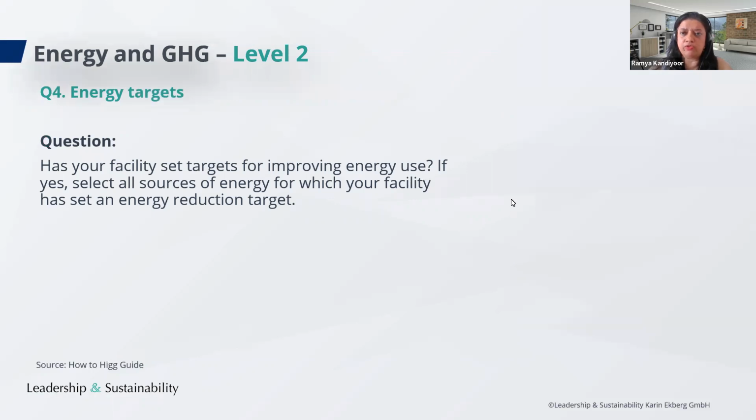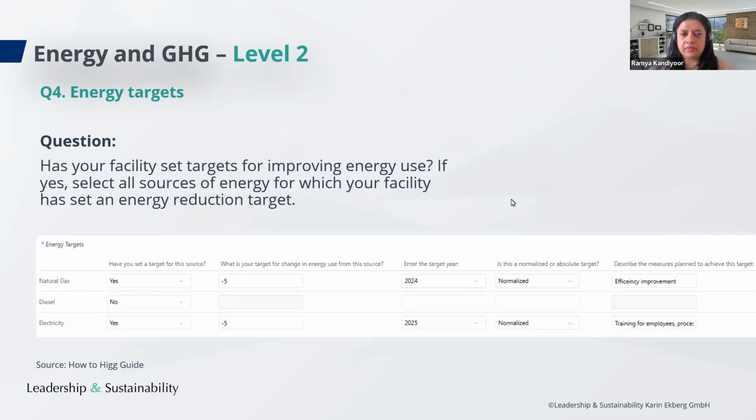Your question number 4 is your target setting question, which is, has your facility set targets for improving energy use? If you say yes, you can select all sources of energy for which your facility has set an energy reduction target. This is an example of how you would be required to report it.